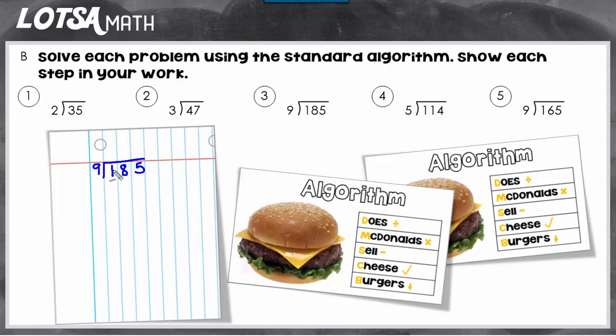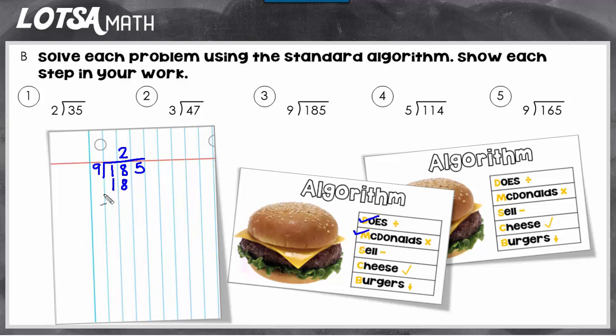Okay, so I'm not going to even look at the 1 because 1 can't be divided by 9. So for this problem, I'm going to start with the number 18. And I'm going to do 18 divided by 9. So 18 divided by 9 is 2. So I'll write my answer right up there, and I've done my first step of division. Next is multiplication. So I'm going to take that 2 and multiply it by the divisor. So 2 times 9 is 18, and write it right underneath.